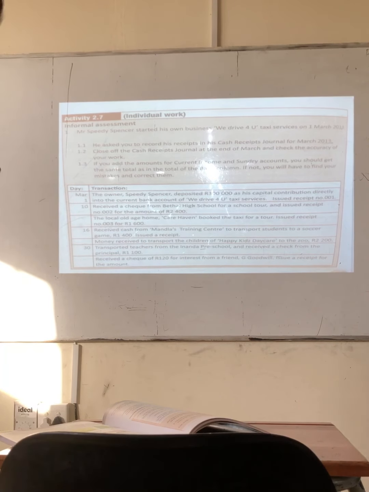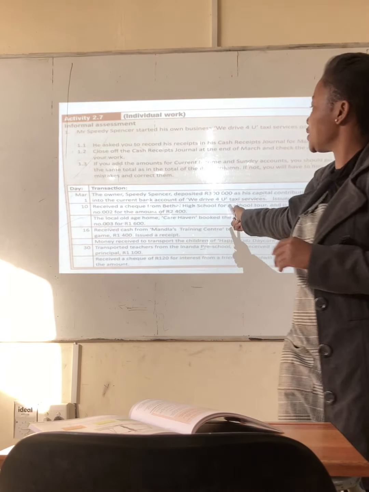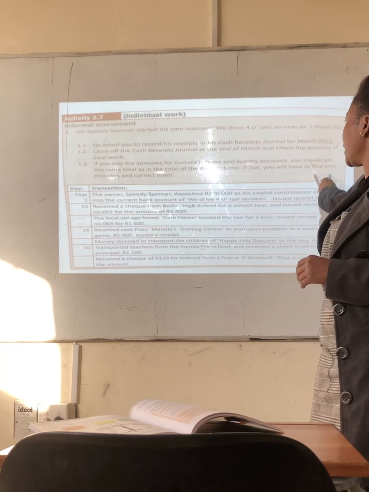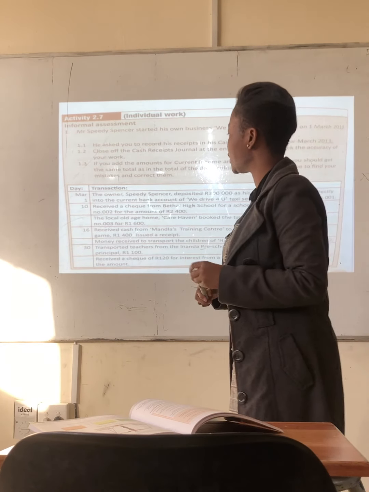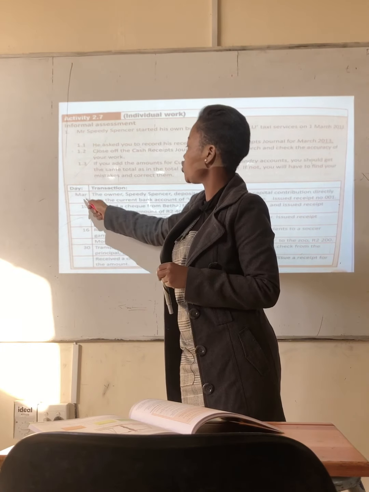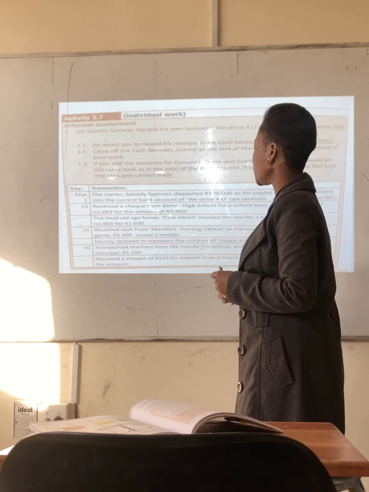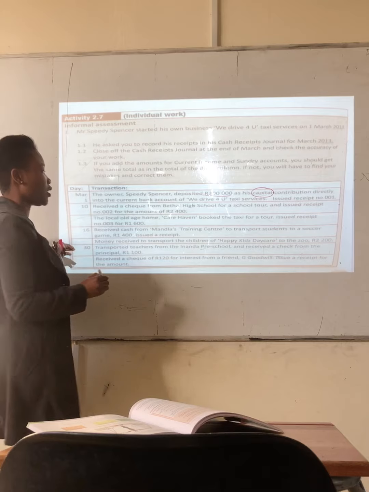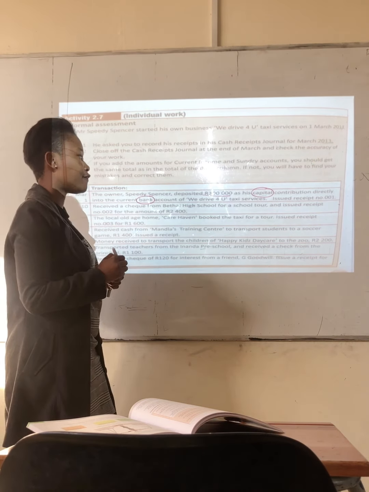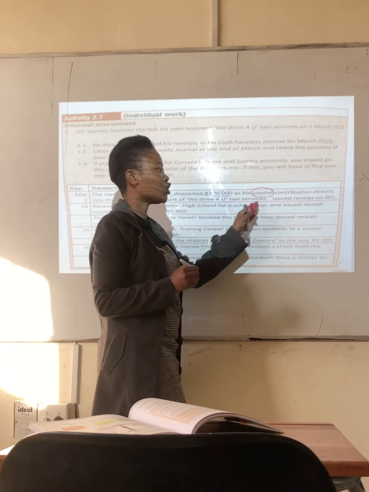You are given activity 2.7 and you were required to record the following transactions in the cash receipts journal for We Drive For You for the month of March. Okay, so we have the first transaction, which took place on the 1st of March. The owner, Mr. Speedy Spencer, deposited 300,000 as his capital contribution directly into the current bank account of We Drive For You Services. Issued receipt number 001. As you can see, when I'm reading a transaction, I am highlighting the important information that I will need in my cash receipts journal.